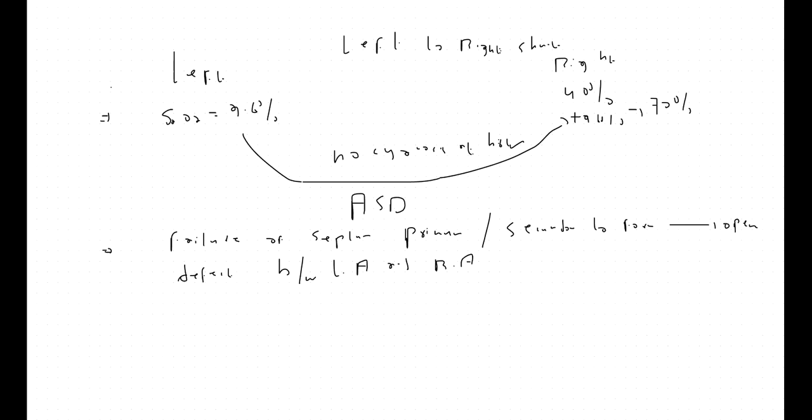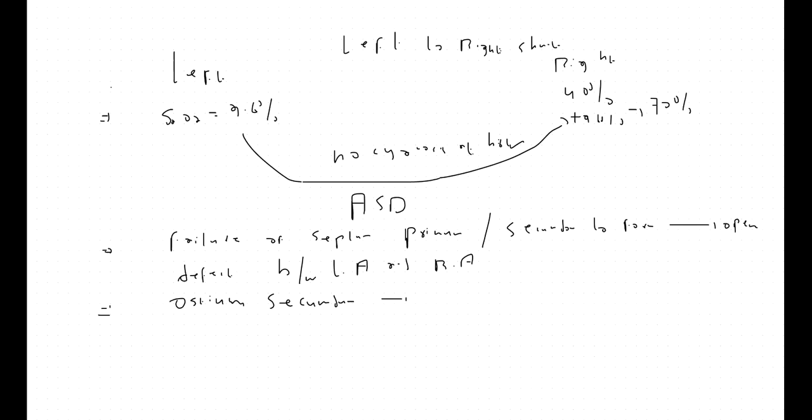And what is the most common type of ASD? That's very important to understand. The most common type of ASD you get is called ostium secundum defect. If you get ostium secundum defect, can anybody tell me, that will be due to the failure of which septum to form, secundum or primum? Anyone?